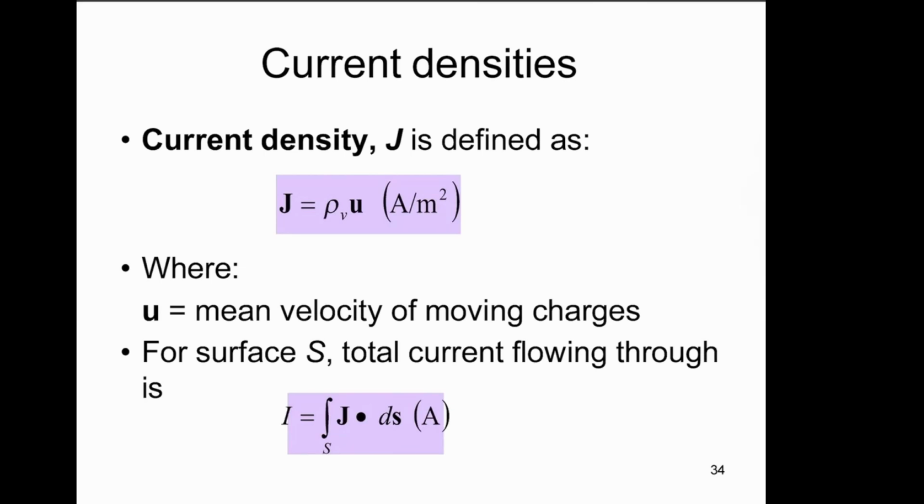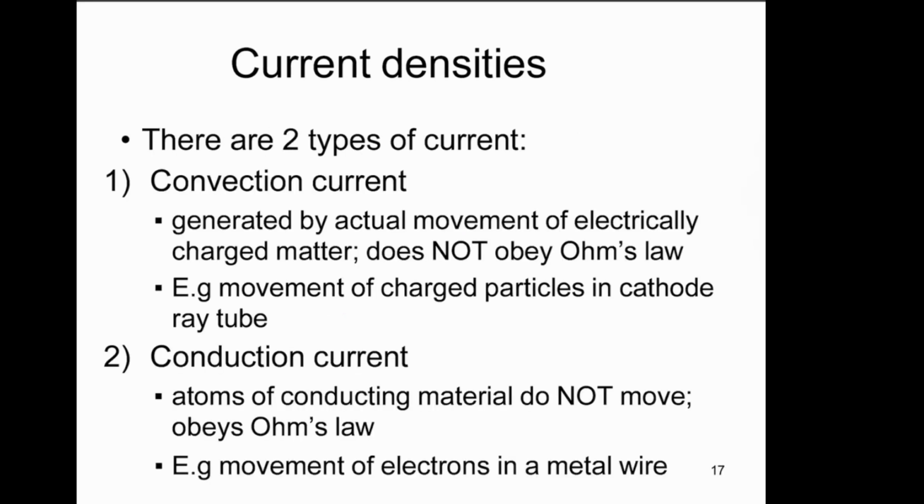Current density is defined as J equal to rho V times U, where rho V is the charge density and U means the velocity of the moving charge. So the other types of current are convection and conduction current. Convection current is generated by actual movement of electrical charge.